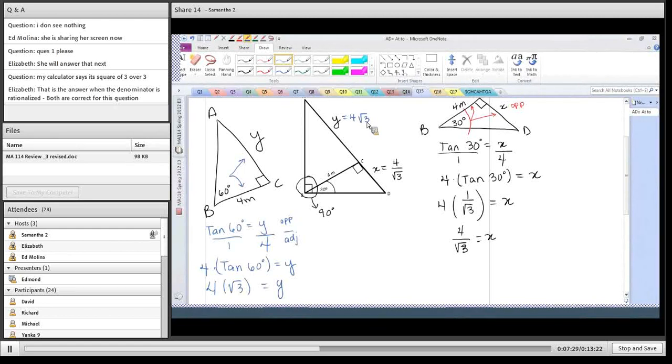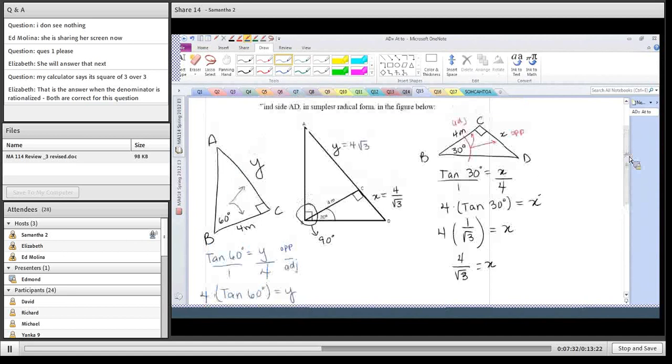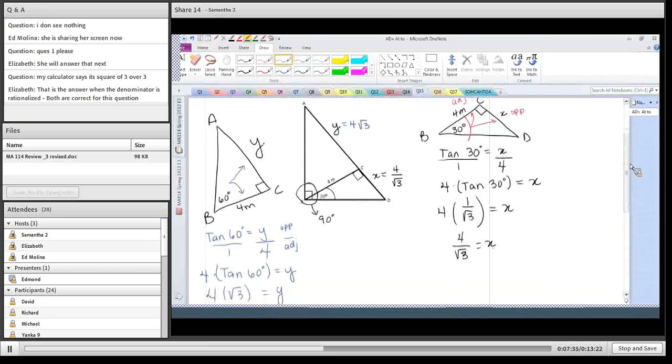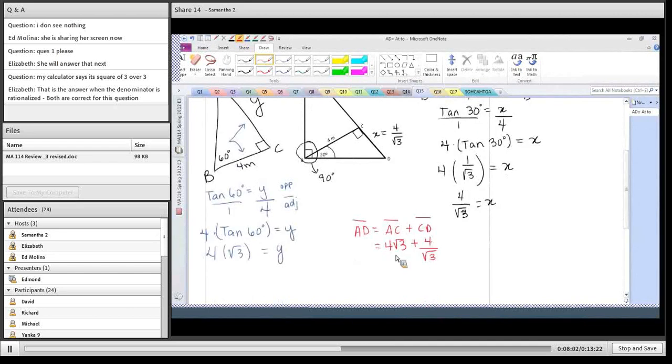But you have not answered the question. The question asks you for side AD. So remember, AD is equal to the sum of AC plus side CD. Now what is AC? We found AC to be 4 square root of 3, plus side CD we found to be 4 divided by the square root of 3. Now let's add these. You cannot add them as they are. You need a common denominator. What is the common denominator here? The common denominator is the square root of 3.